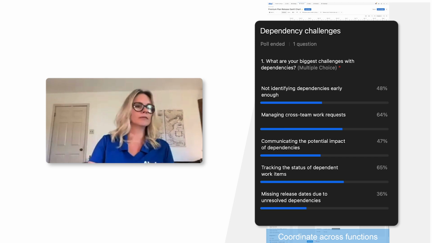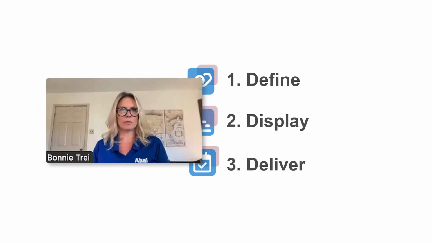So today, I'm going to cover the key steps of dependency management. So the first one is that define step. First, you have to identify and communicate the anticipated dependencies, but that's not enough. We now need to display those to everybody who's impacted. So connecting those dependencies and facilitating tracking. And then finally, we need to deliver. We need to visualize those dependencies to stakeholders so that all of those possible impacts and risks help us to drive to a successful delivery.